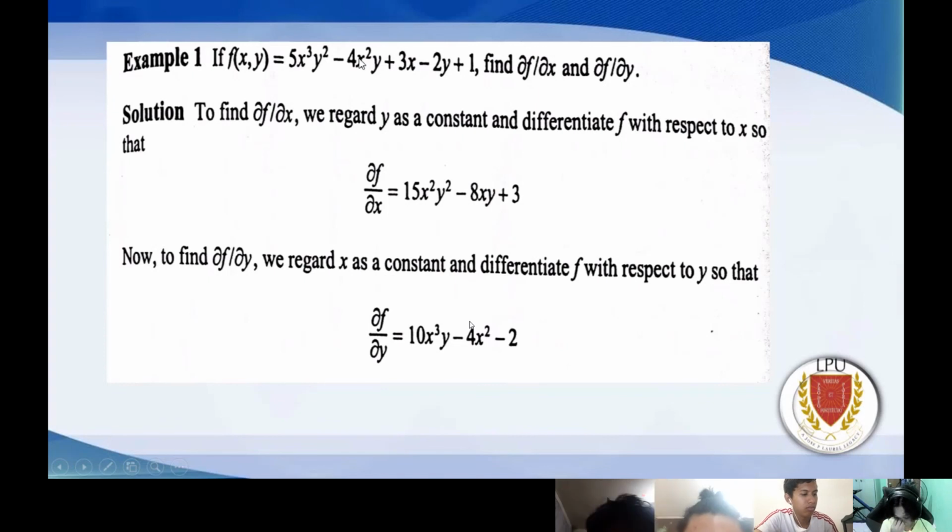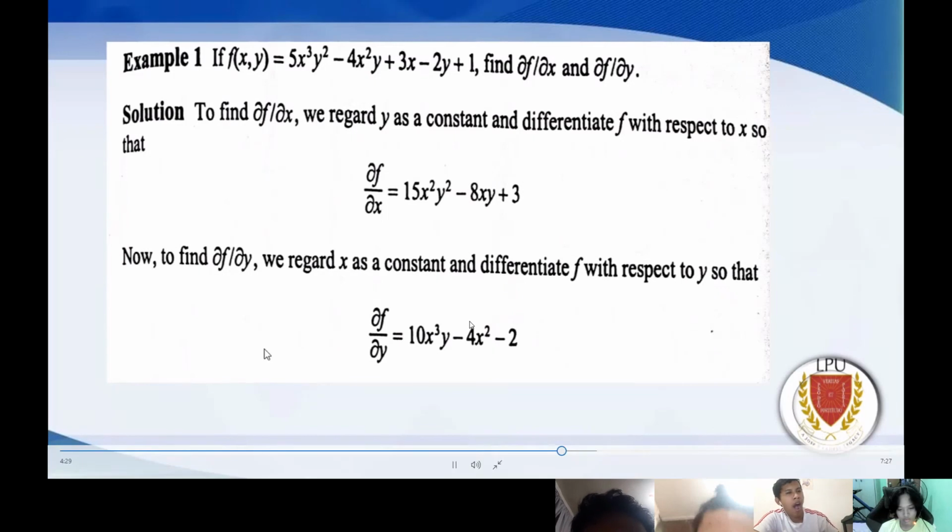Right? Next term. Minus 4x squared multiplied by the derivative of y, which is 1. So that is simply minus 4x squared. The derivative of 3x is 0, since x is a constant. Then minus 2 multiplied by the derivative of y, which is simply 1, so this is minus 2, and the derivative of 1 is still a constant. So the answer is 10x cubed y minus 4x squared minus 2. So this one is very easy. Just take note that if you are differentiating with respect to x, all y terms are considered as constant. And if you are differentiating with respect to y, all x terms are considered constant.